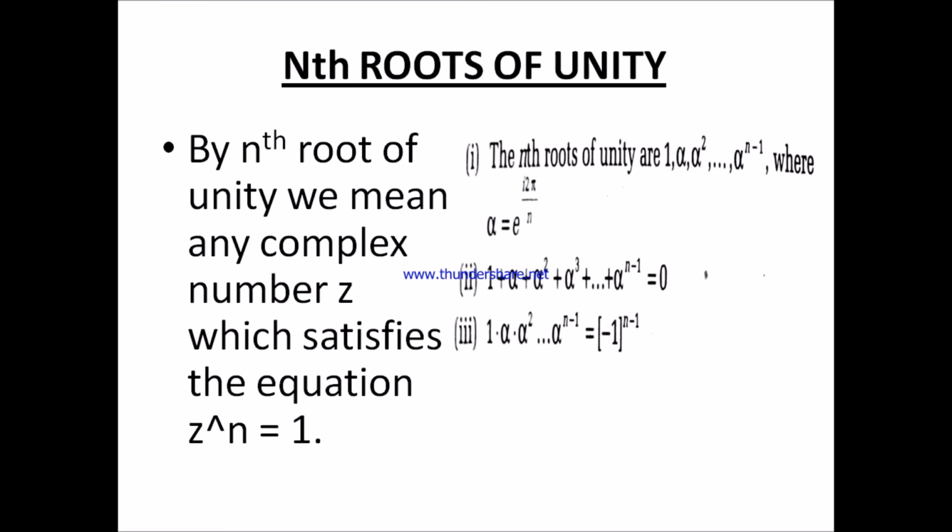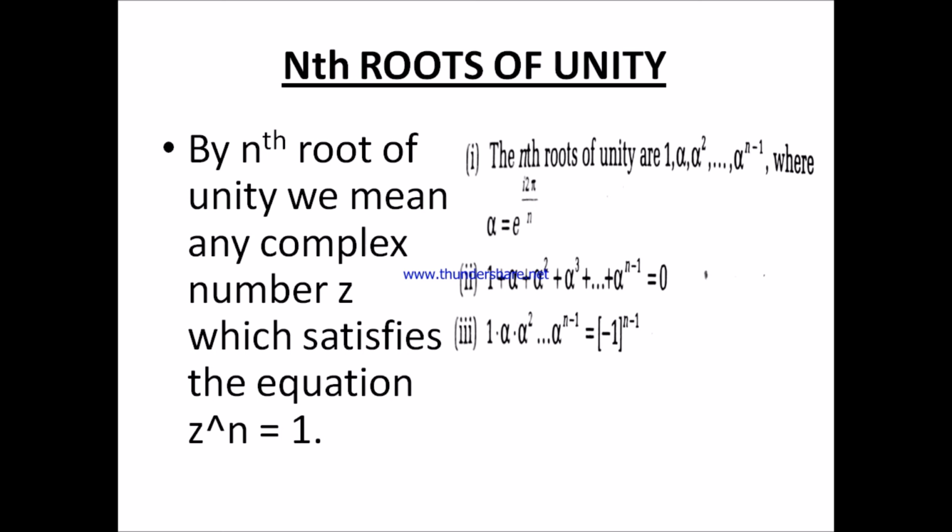So now let's move on to the next part, which is the nth root of unity. So what do we mean by the nth root of unity? By nth root of unity, we mean any complex number alpha which satisfies the equation z to the power n is equal to 1. Okay, so now if we take z to be a variable complex number, z to the power n equal to 1 can have n values or n roots. These n roots are known as the roots of unity for the complex number z.